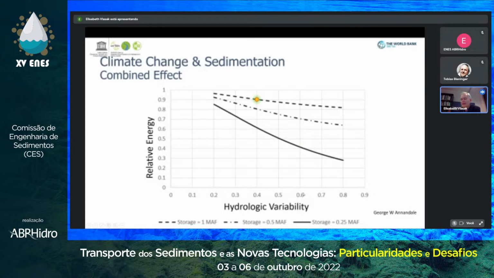Now it is clear that with climate change we get a higher hydrological variability. We have dry years and then wet years, too much water, not enough water. So we have less than 1 here. But if we have climate change only, this line is still quite high, close to 0.9 in this example. But when you overlay climate change and sedimentation, both effects, then of course this goes to this line. So you have only half of the relative energy available.